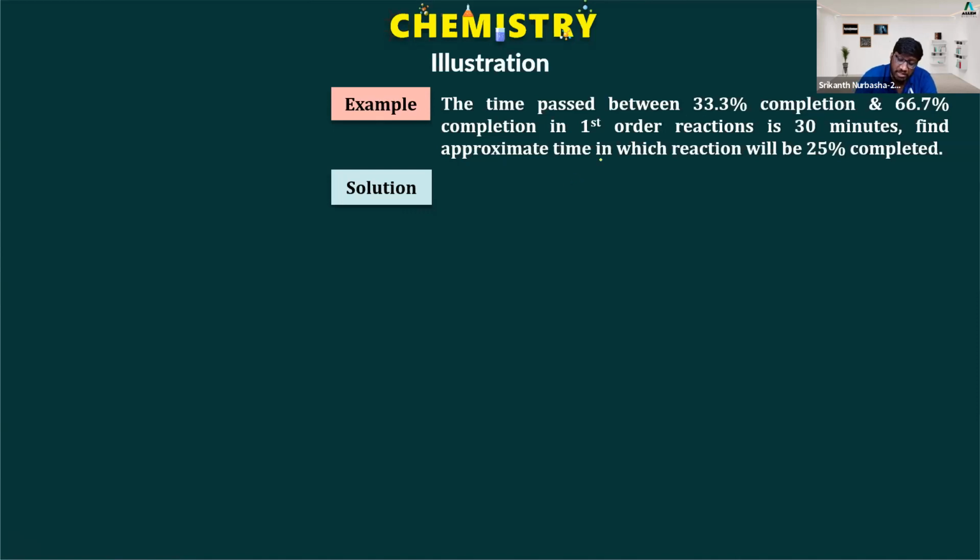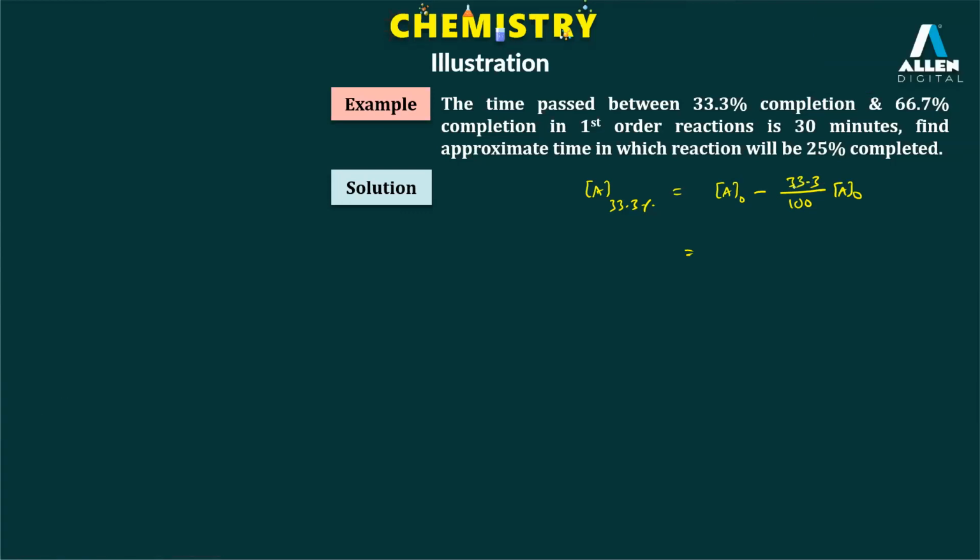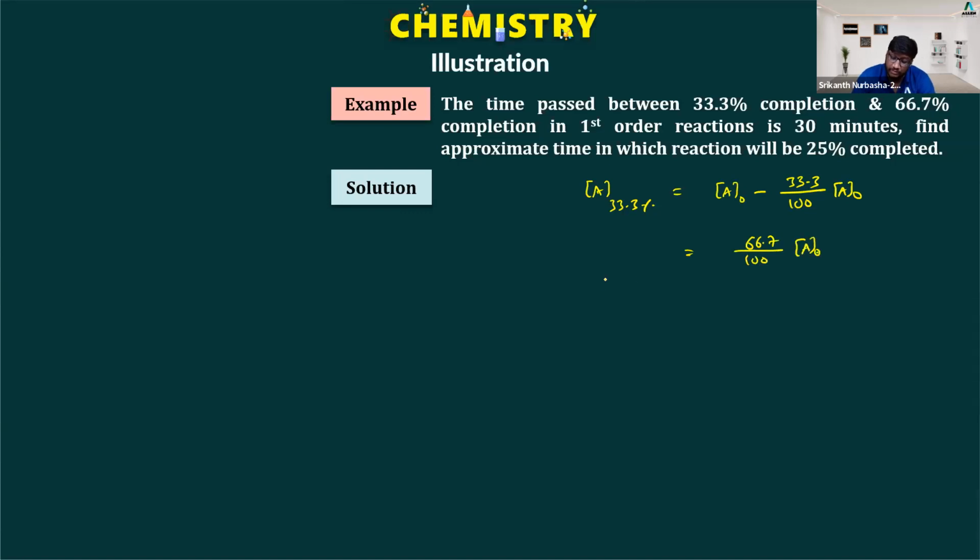So 33.3% is done. Concentration of A where 33.3% is done is initial concentration minus 33.3 by 100 into initial concentration. How much is that? 100 minus 33.3, that is 66.7 by 100 into concentration of A at time t equals 0. Concentration of A where 66.7% is done is initial concentration minus 66.7 by 100 times the initial concentration. How much is that going to be? 33.3 by 100 into 100%.